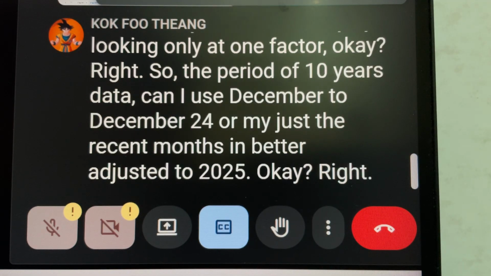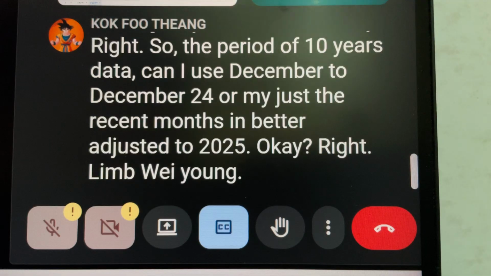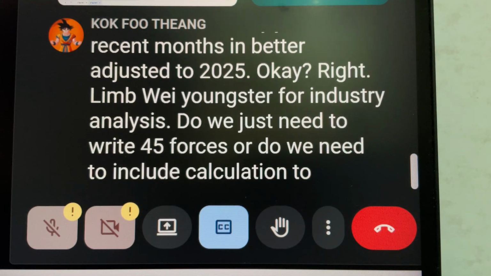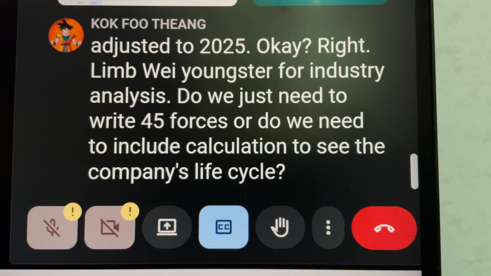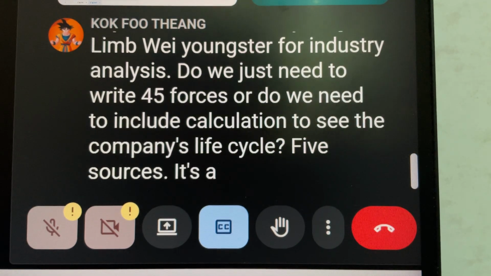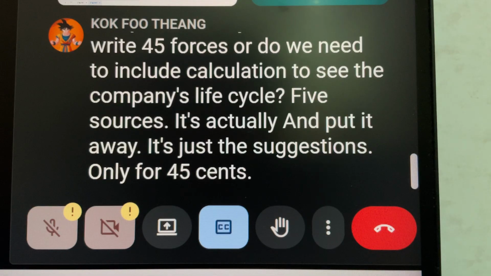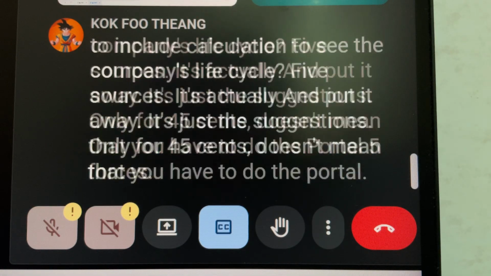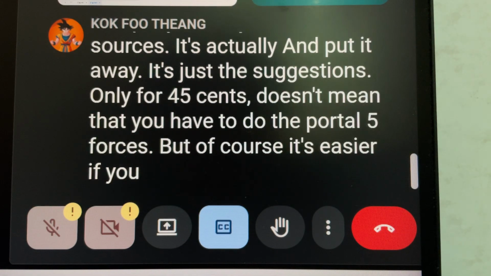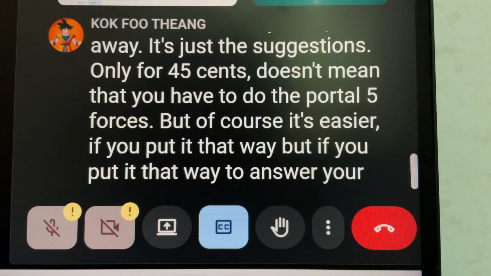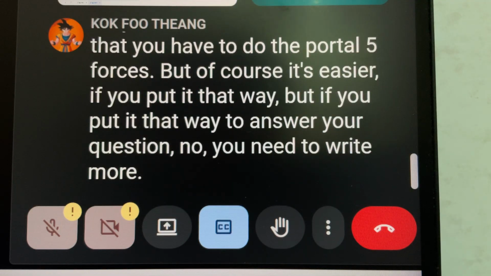For industry analysis, do we just need to write the Porter's Five Forces, or do we need to include calculations to see the company's life cycle? The Five Forces is actually just a suggestion. It doesn't mean that you have to do the Five Forces, but of course it's easier if you put it that way. But to answer your question, no, you need to write more on top of the Five Forces.